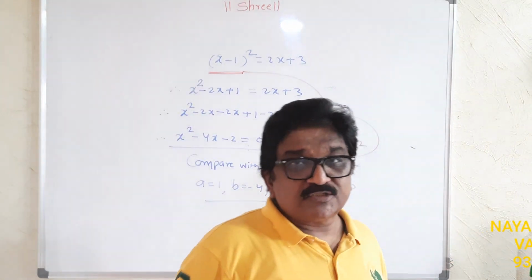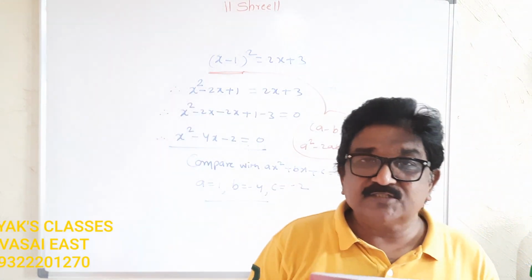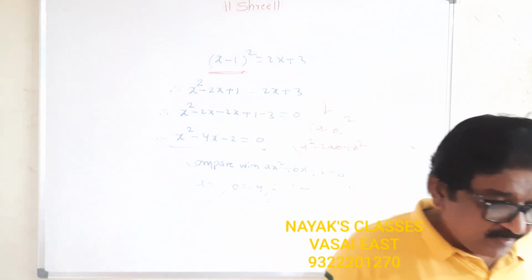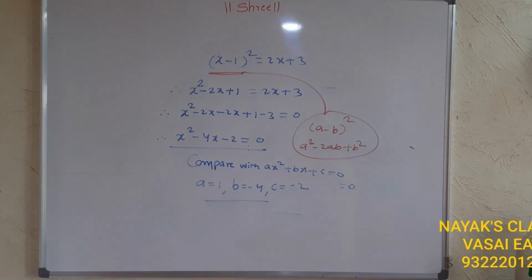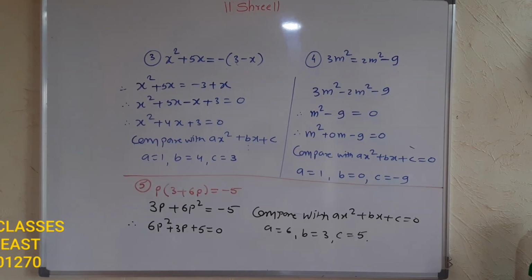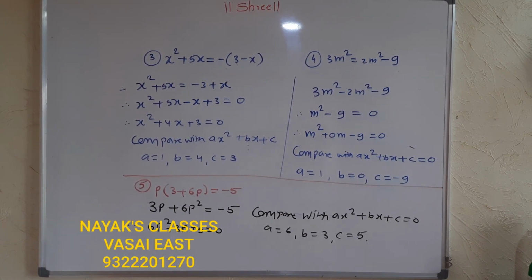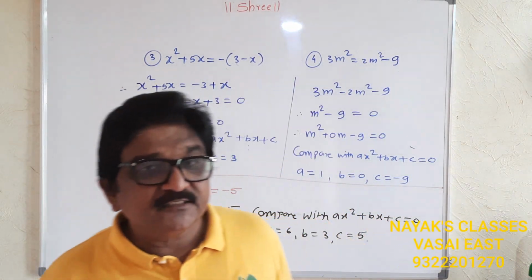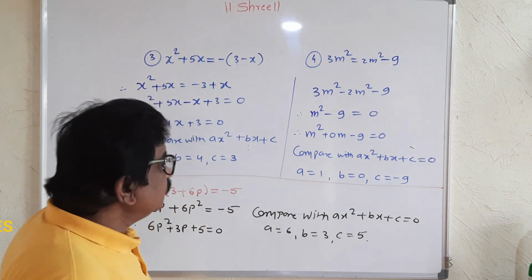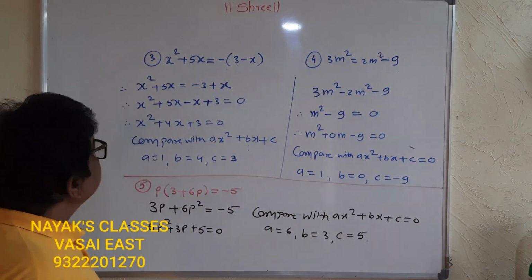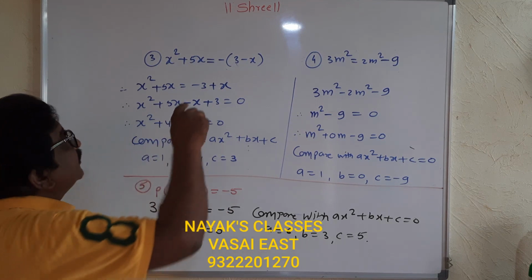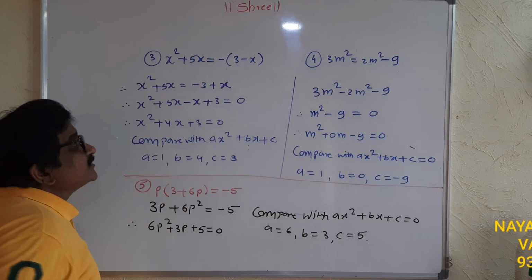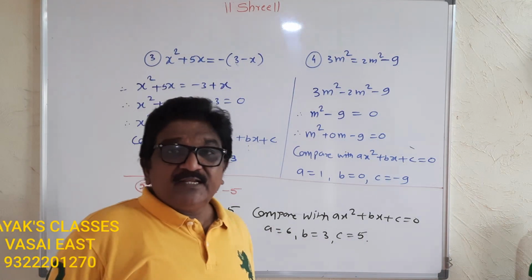You must know the logics to solve the algebraic sums very nicely. So let us see the next one. We are in the same example of exercise 2.1, example number 3. They have given x square plus 5x is equal to minus into bracket 3 minus x.